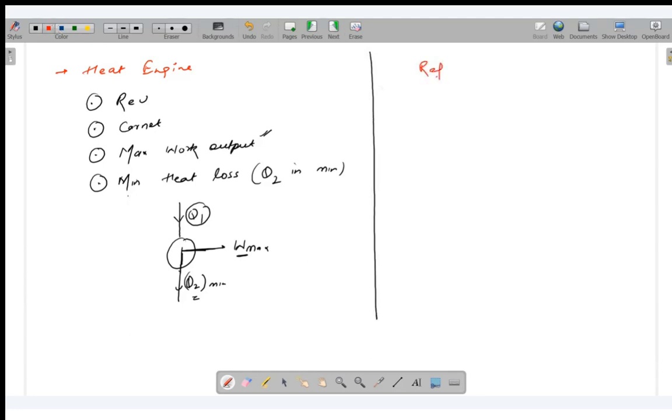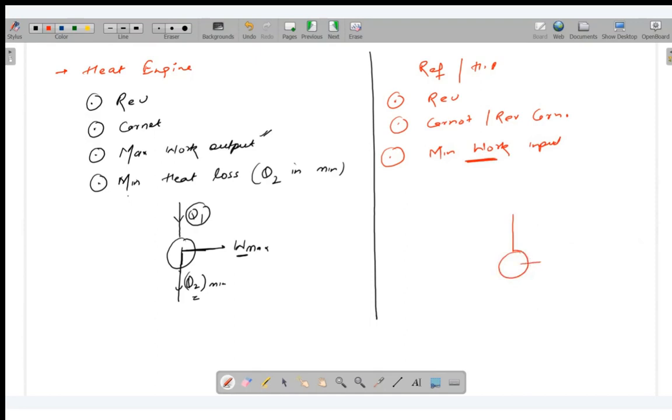Now, when you talk about a refrigerator or heat pump, either they will give you reversible refrigerator, or Carnot refrigerator or heat pump, or reverse Carnot also they can give you. Then they can give you minimum work input. If it is a reversible heat pump or refrigerator, it requires minimum work. You have to give minimum work in order to extract this heat. So these are the words that will tell you that it is a reversible engine or reversible heat pump or refrigerator.